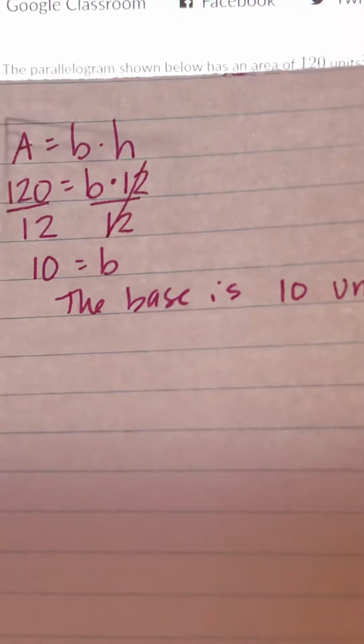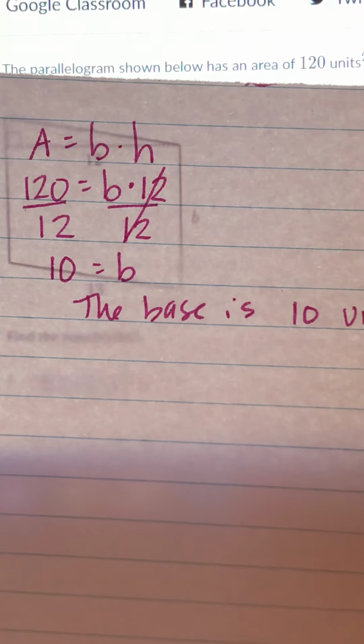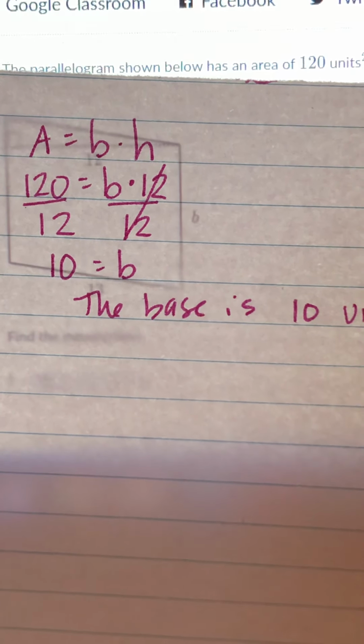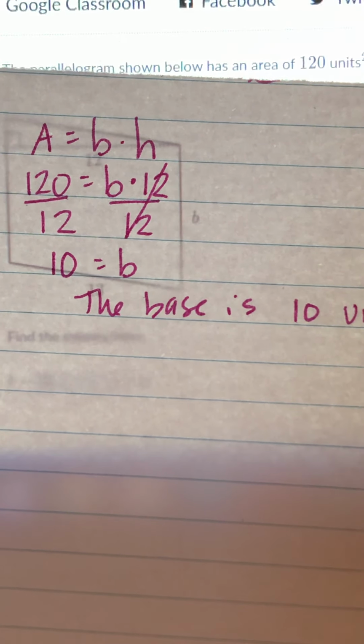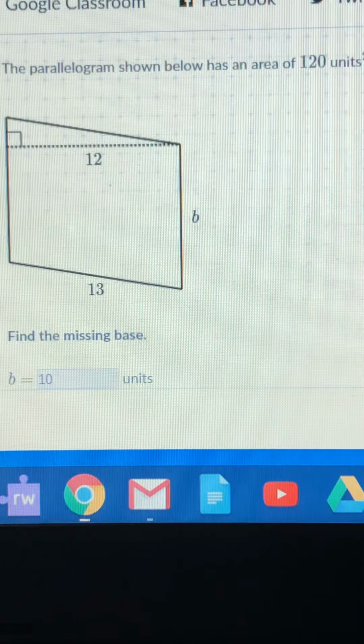So we're going to go ahead and write this work out as area is equal to base times height. 120 is the area, which is equal to the base times 12. Divide by 12 on both sides. And the base is 10. So the base is 10 units. Okay, and then we'll go to the next one.